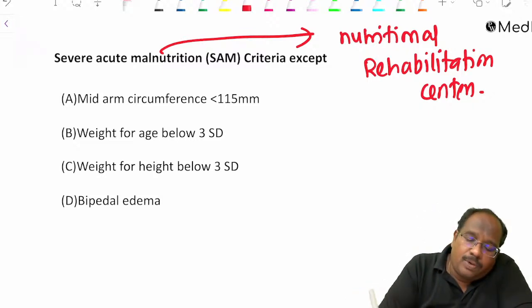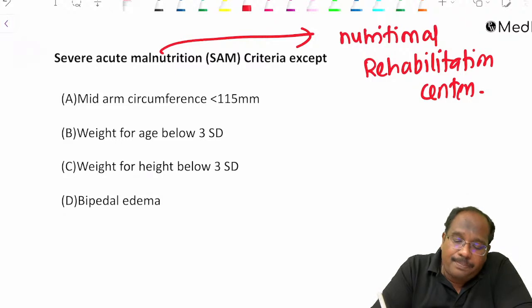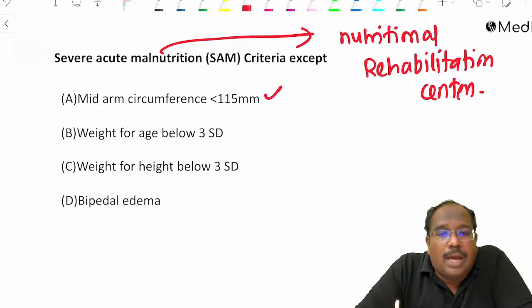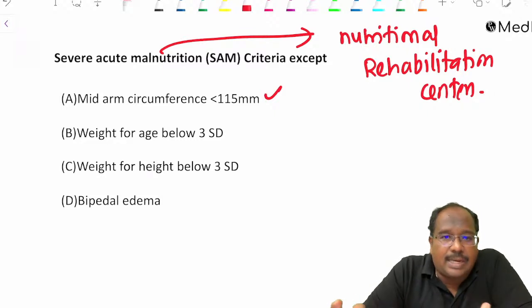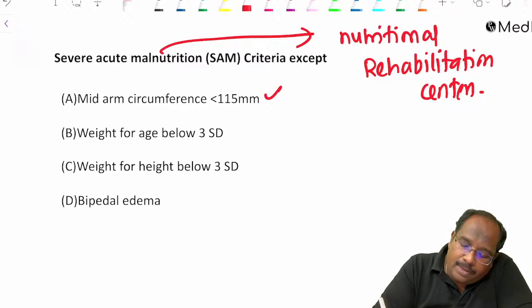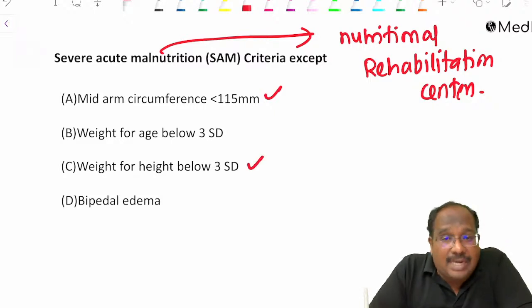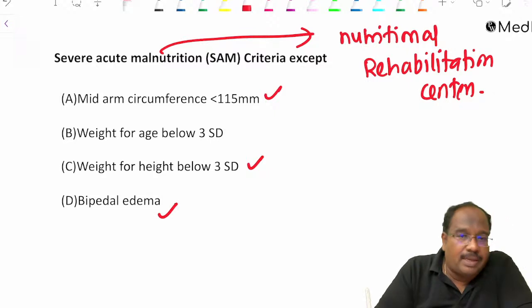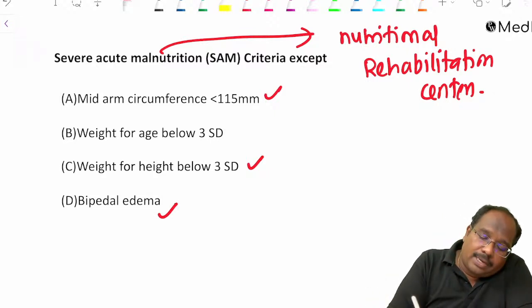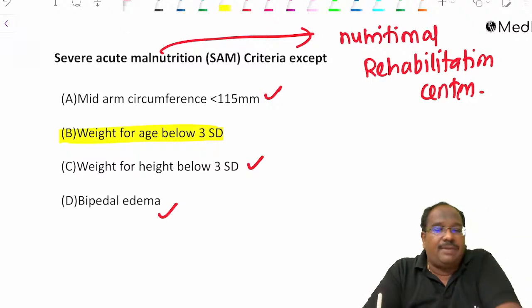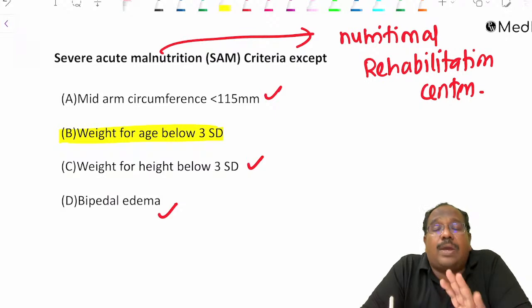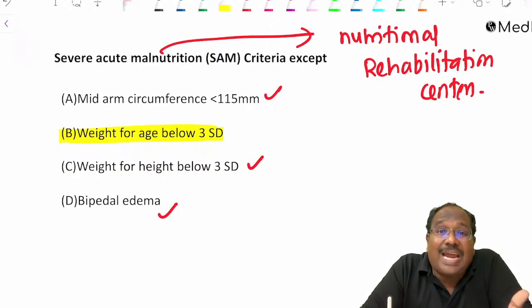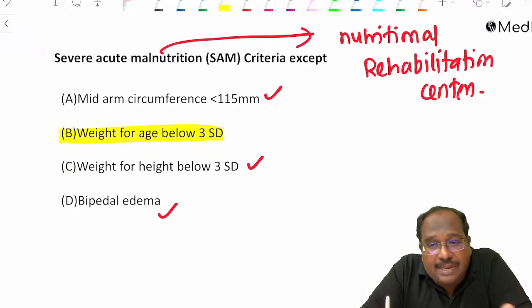तो 3 criteria हैं. पहला वाला mid arm circumference less than 11.5 centimeter, 115 millimeter. So this is correct. Weight for height below 3 standard deviation, that is also correct. Pedal edema, that is nutritional edema. So what will not come here is weight for age below 3 standard deviation. So weight for age we don't take it. We take weight for height, so weight for height below 3 standard deviation.